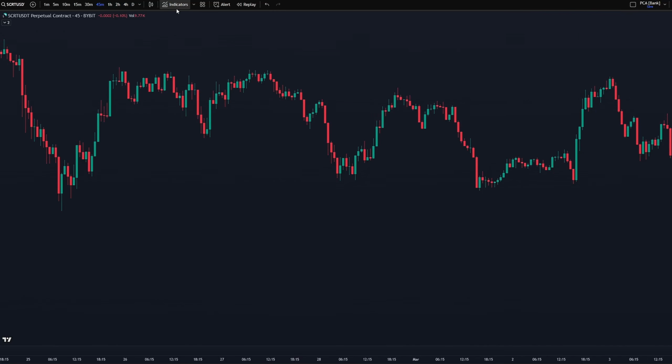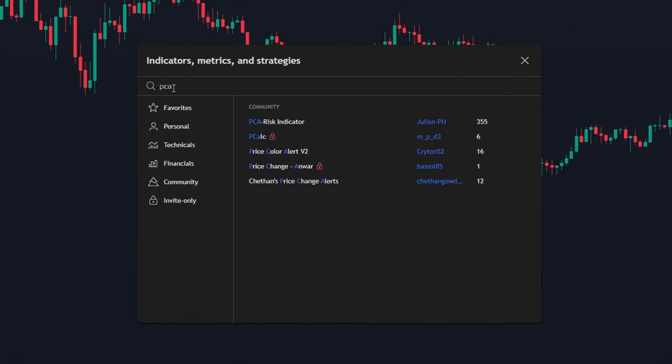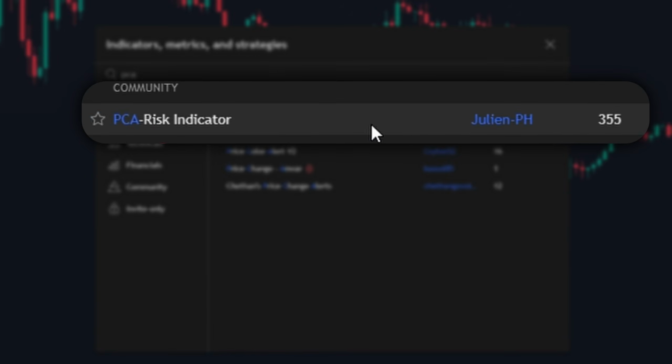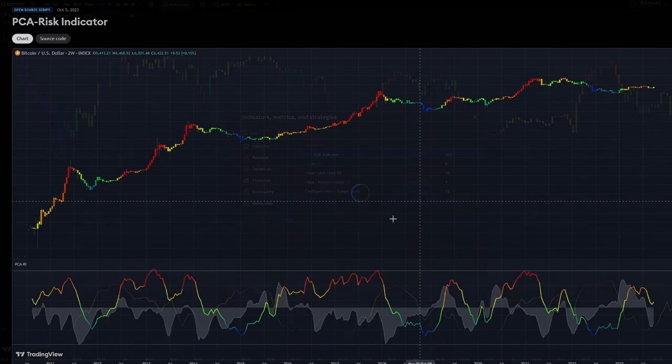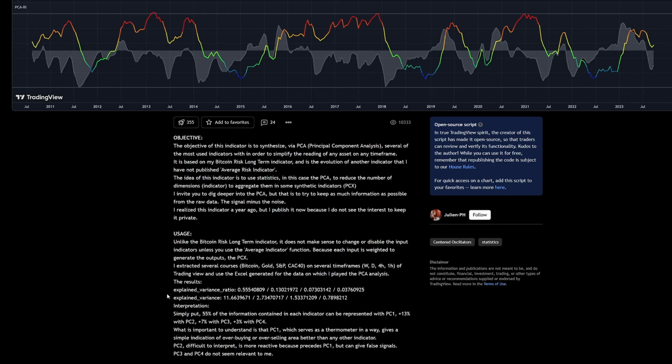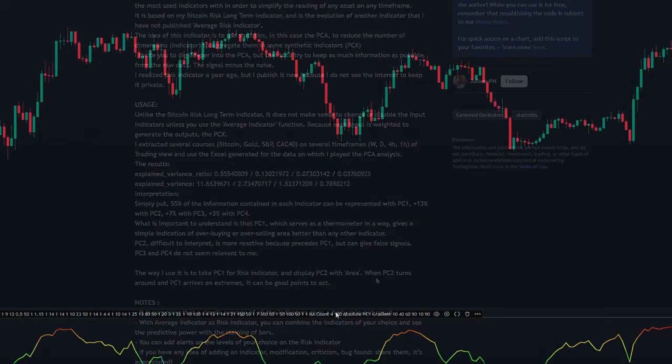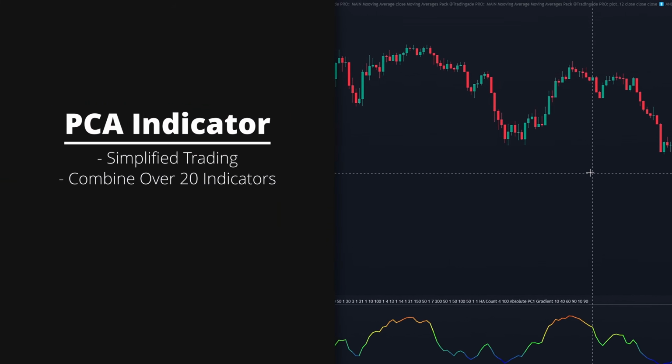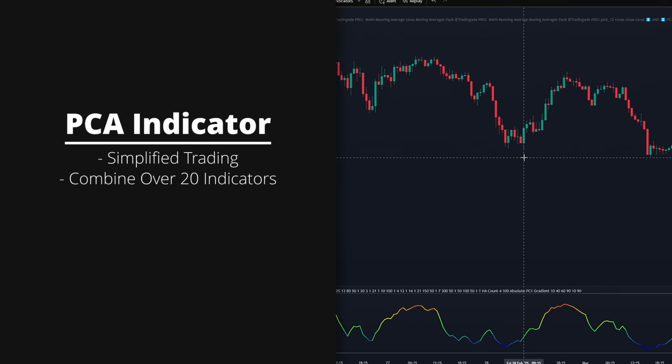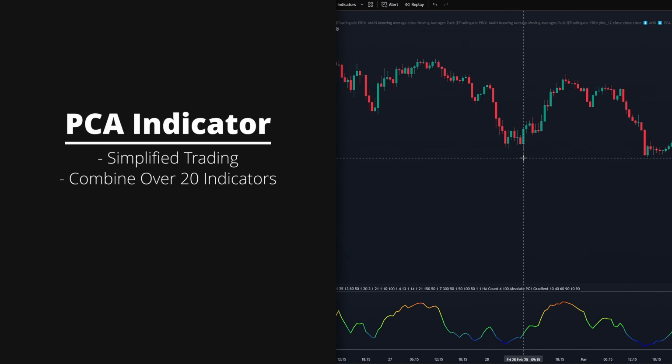First, we're gonna start to load our indicator onto the chart. Go to the indicator section and type PCA, and open this one by Julian PH. You can read the full documentation right here to fully understand how it actually works. But to put it simply, the PCA indicator simplifies trading by combining over 20 technical indicators into one single tool.